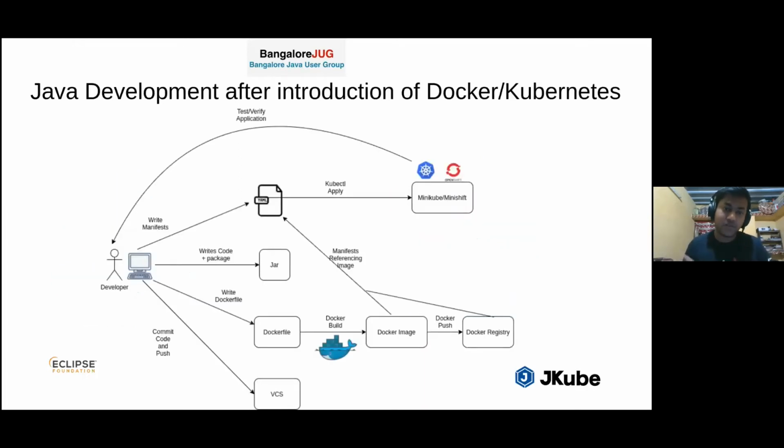So let's take a look at how the Java developer's workflow changed after the introduction of Docker and Kubernetes. Earlier, we used to package our application into Java files, but now we have to do that as well. And apart from that, we have to containerize our application into Docker images. We have to push that Docker image to some Docker registry. It can be either a public or private registry, and for creating the Docker image, we have to write Docker configuration files called Dockerfiles.